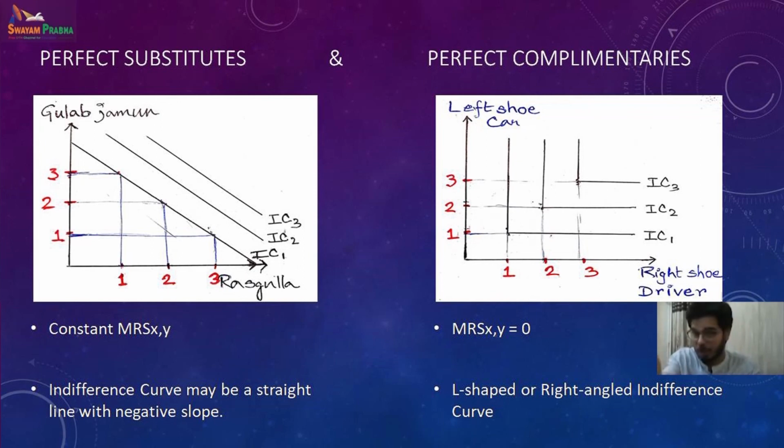So coming back here, if I have one right shoe, I must have one left shoe. Two right shoes, I must have two left shoes, because if I have two right shoes and one left shoe, I can have only one pair. The second right shoe is waste. Similarly, if I have two cars and I am the only driver, how many cars can I drive? Only one. Or if I have one car and two drivers, how many cars can I drive? Only one. So one car, one driver. Two cars, two drivers. Three cars, three drivers.